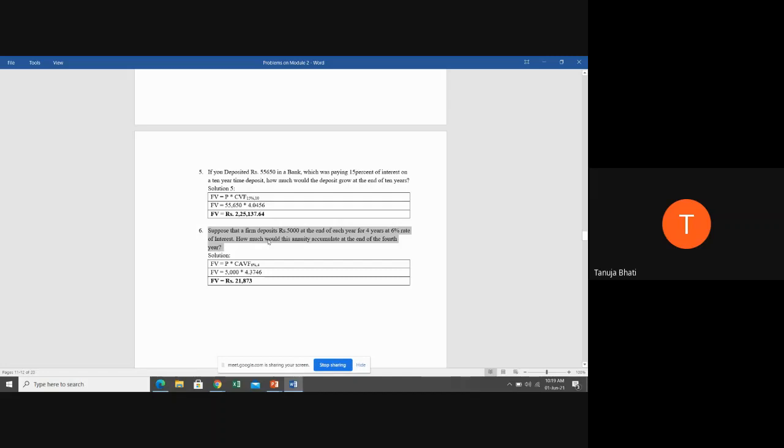Suppose that a firm deposits 5,000 at the end of each year for 4 years at a 6% rate of interest. How much would this annuity accumulate at the end of the 4th year? So first, can anyone tell me what have they asked in this problem? Second, under which category is it falling? And third, which formula am I going to use? What are they asking you to find out? Ma'am, the total future value they're asking to find.